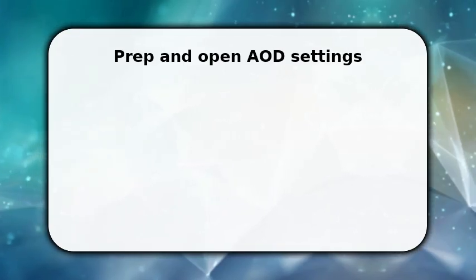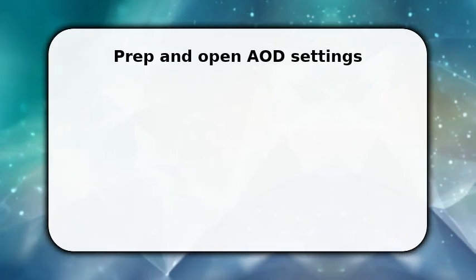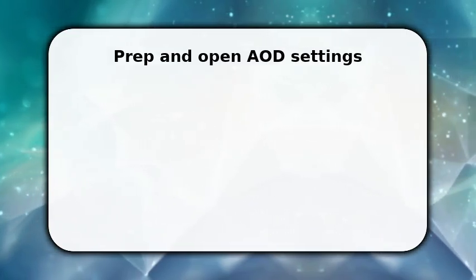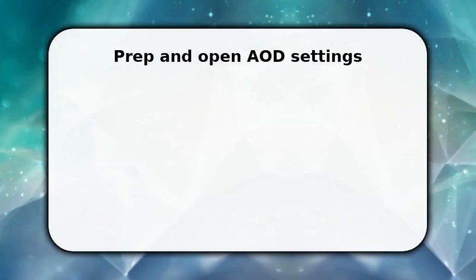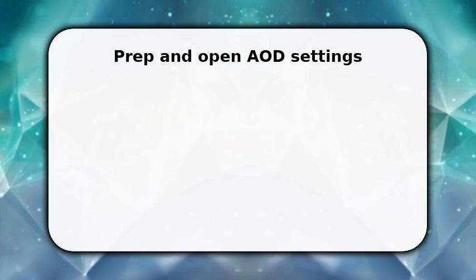Next, open Settings, go to Display, and select Always-on Display or Ambient Display. This is where brightness options live. Make sure you're in the right menu before moving on. This saves time and prevents toggling the wrong controls.